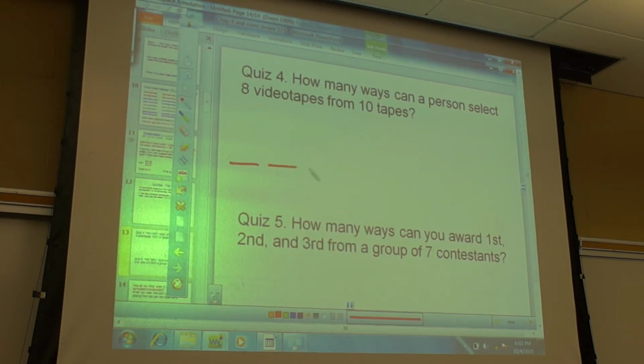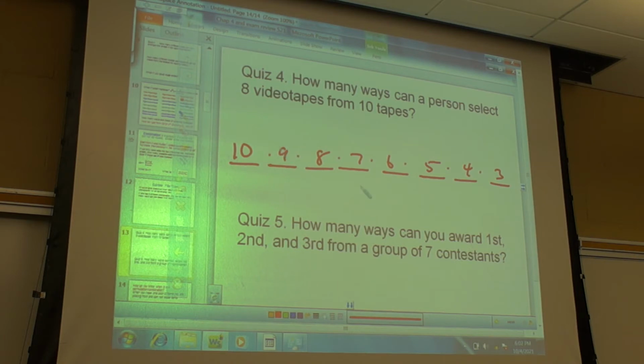Now, how many options for the first spot? 10. Next spot? Next spot? 7, 6, 5, 4, 3. Now, here's a question.